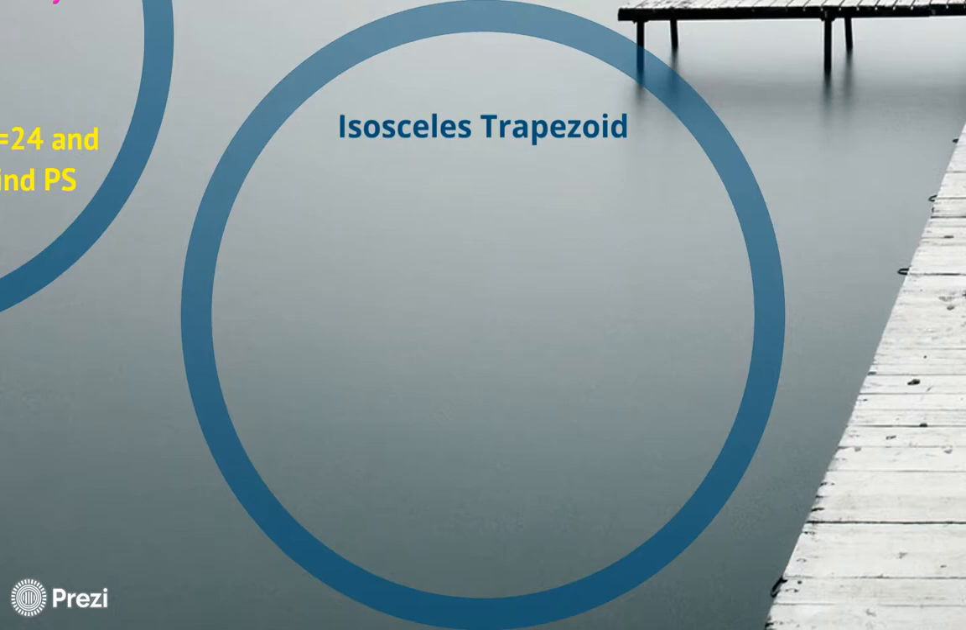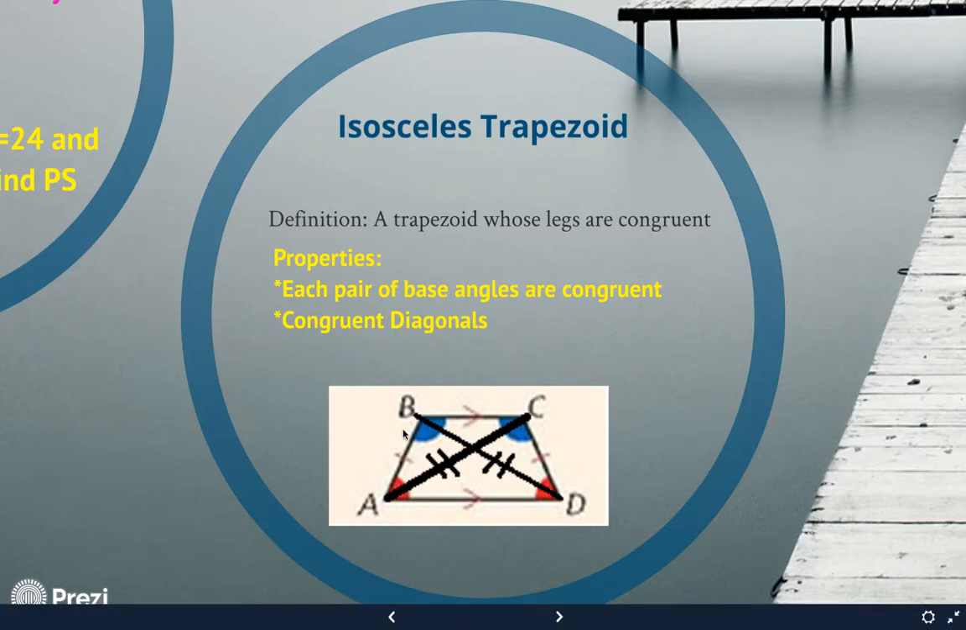An isosceles triangle is a triangle with two congruent sides. Well, guess what, you guys? An isosceles trapezoid is a trapezoid whose legs are congruent. So it has two congruent sides as well. Okay, so if we look at the trapezoid, I know it's a little blurry, but the two legs, the two non-parallel sides, are congruent. So this one and this one are congruent.